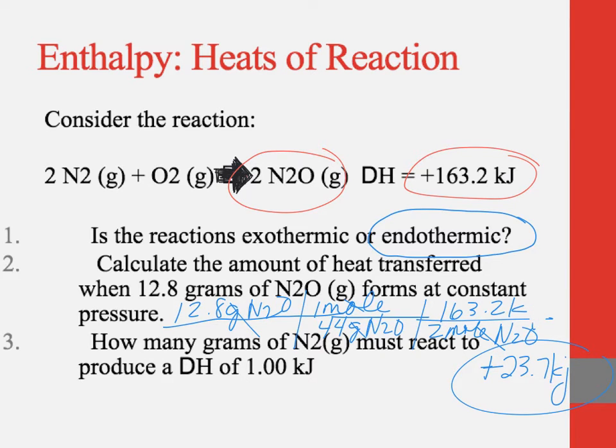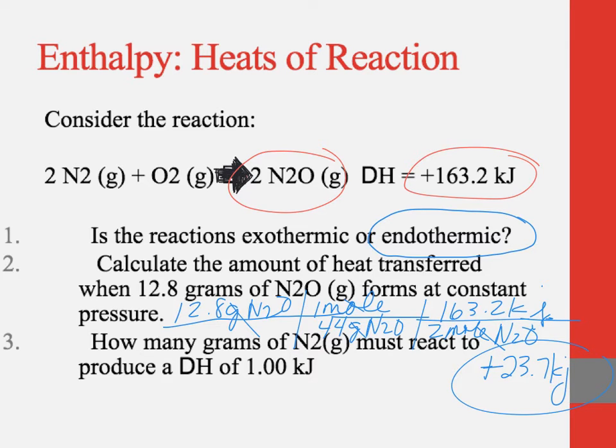I wrote kilograms here. Okay, that should make sense intuitively, because 2 moles absorb 163.2 kilojoules, okay? And we're only dealing with 12.8 grams, which is a lot less than a mole. So this again proves that delta H is an extensive property because it depends on the amount of reactant.